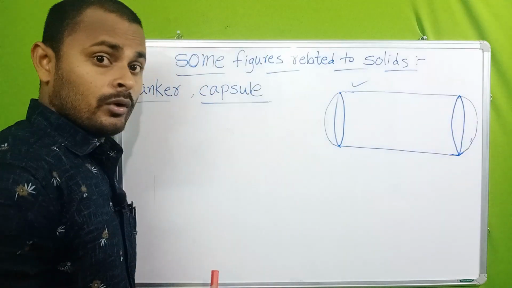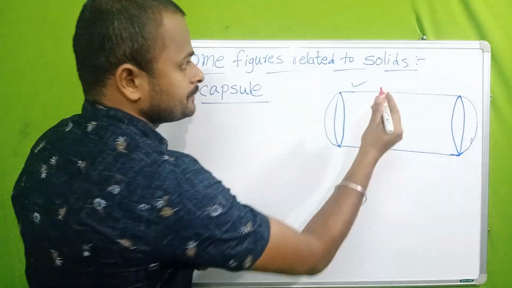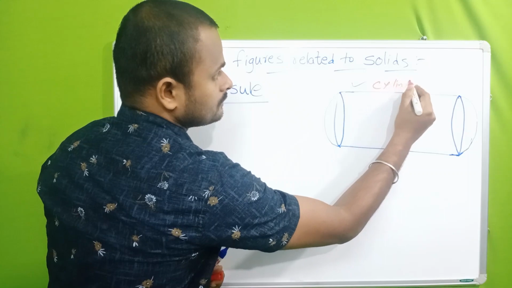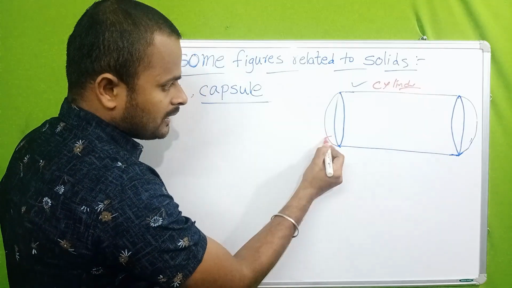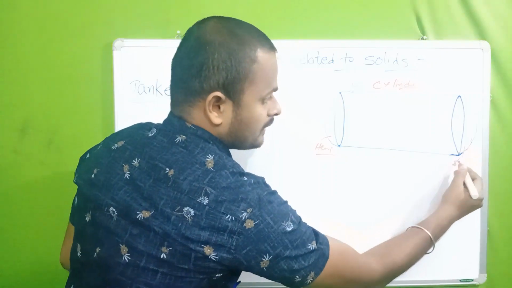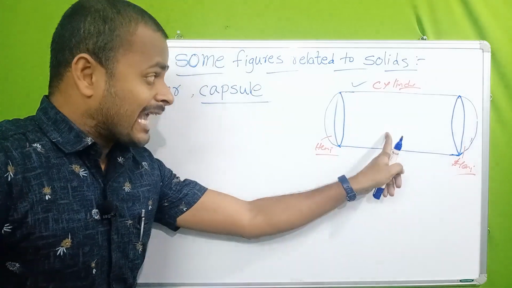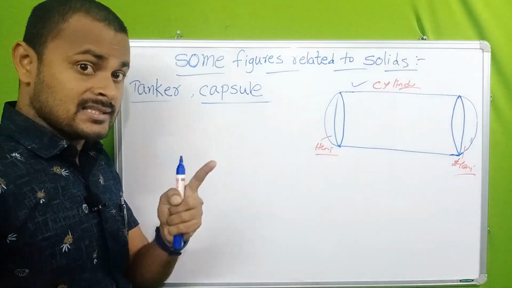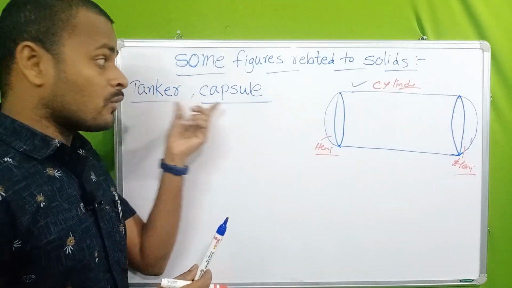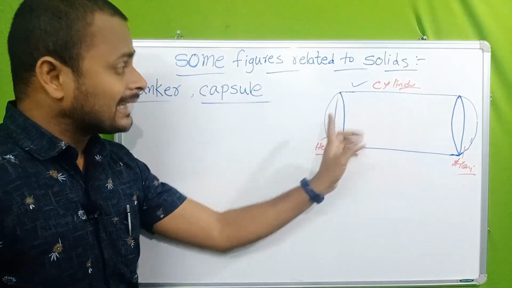Now you guess what this is. This is a cylinder. And this is a hemisphere, and this is also a hemisphere. Understand? So this capsule or tanker, just imagine what kind of shape a tanker or a capsule has. The capsule or the tanker is in this shape.